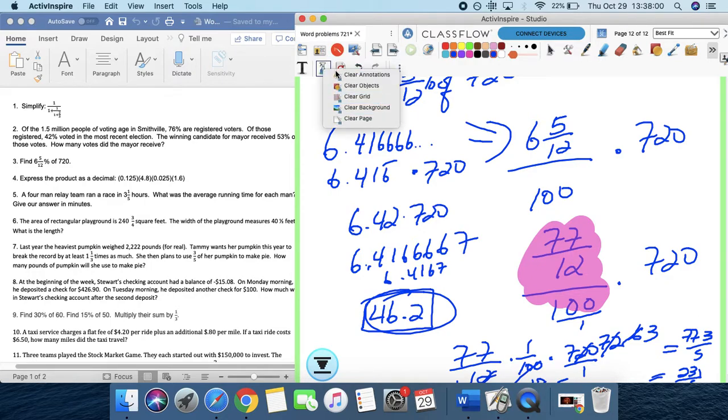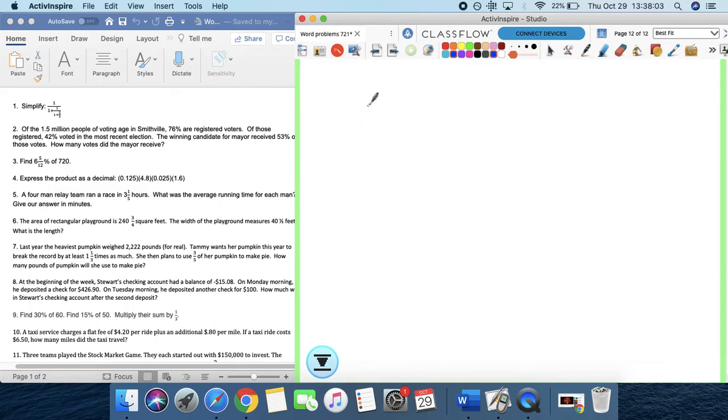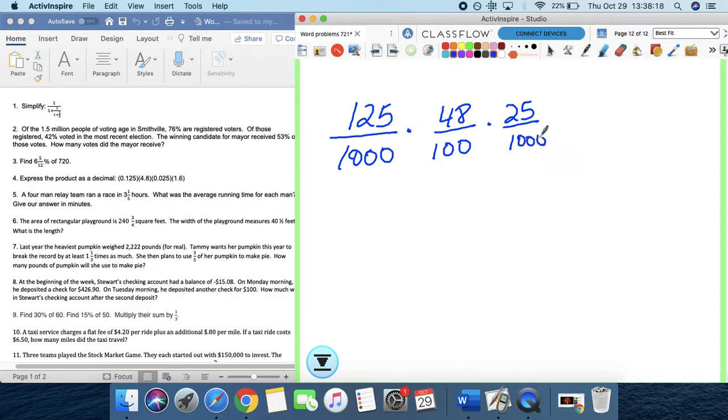Number 3, we did this, and I'll do it again. So 0.125, and I'm going to go straight and write them as fractions. 4.8 is going to be 48 over 100. 0.025 is going to be 25 over 1,000. And 1.6 is going to be 16 over 100. So we can multiply all this as fractions first and then change to a decimal instead of multiplying all the decimals as they are. There's no difference as far as the answer. You'll get the same answer, but maybe it's a different way of approaching this.